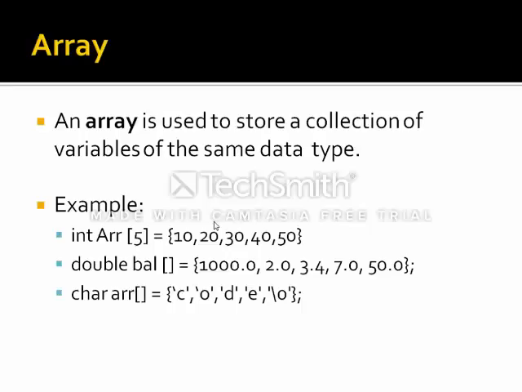So just to recall, what do you mean by an array? An array is used to store the collection of variables of the same data types. As shown in the example, we can have an array of integers, an array of balances, and an array of characters. So what was the need of an array? An array was needed so that in the same variable we can save multiple values for our use.